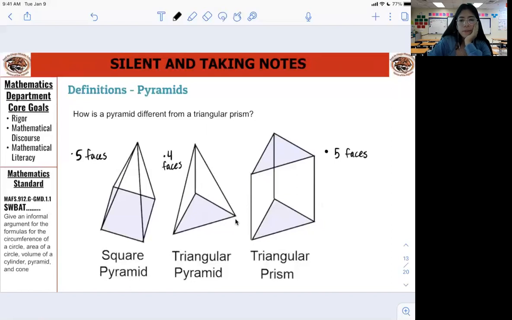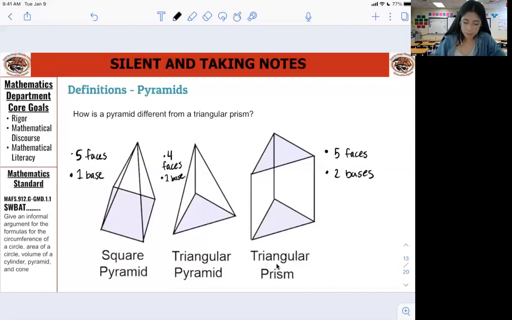Pyramid has how many? It has 1 base. Oh, okay, hold up. This is what I was hoping you would notice. How many bases does the prism have? 2 bases, top and bottom. How many bases do these triangles have? 1 base. There you go. So that's the main difference.